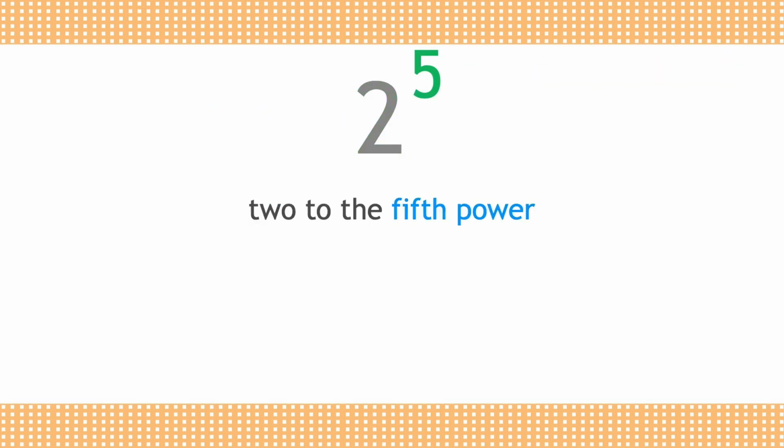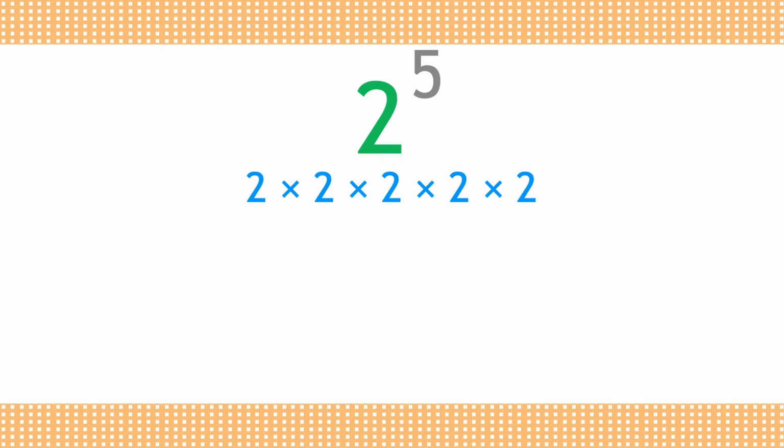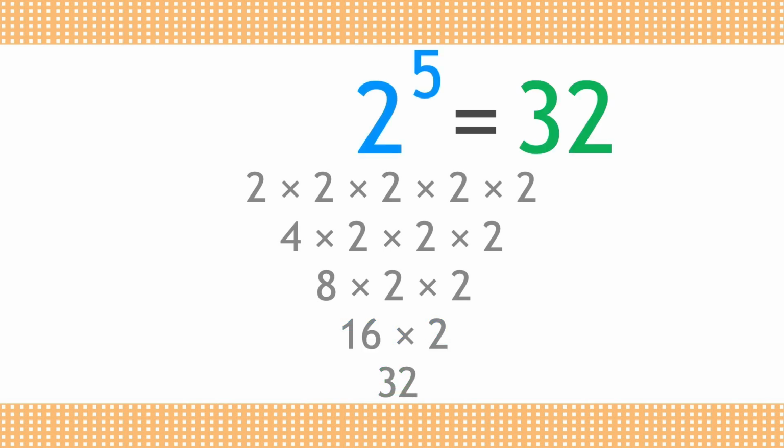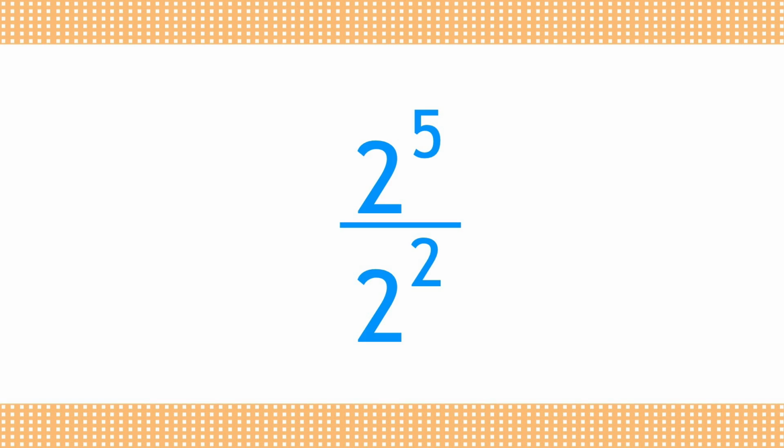To simplify this expression, we use the base, 2, as a factor 5 times, since the exponent is 5. 2 times 2 times 2 times 2 times 2 is 32. So 2 to the 5th power has a value of 32. Alright, so we know what exponents are and how they work, but how do we divide them? Let's look at this problem to figure it out.